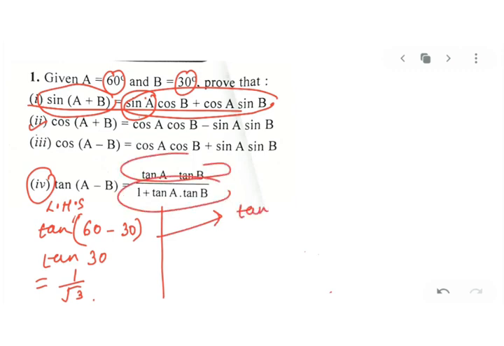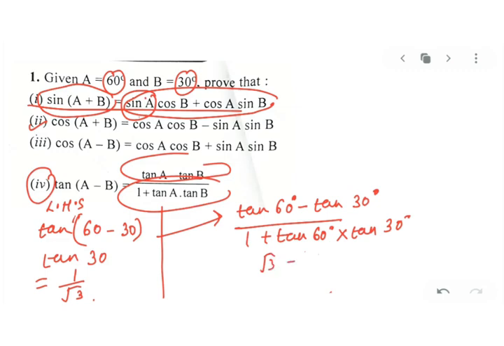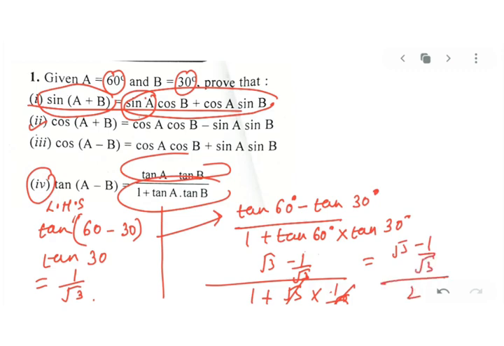That is tan A, that is tan 60, minus tan B, that is tan 30, upon 1 plus tan A, that is 1 plus tan 60 into tan B, that is tan 30. Yes, you have to put in the value of tan 60, that is root 3, minus tan 30, that is 1 upon root 3, upon 1 plus tan 60, that is root 3, into tan 30, that is 1 upon root 3. Root 3 will cancel, so on top you will get root 3 minus 1 upon root 3, and at the bottom you will get 2. Am I correct with this?